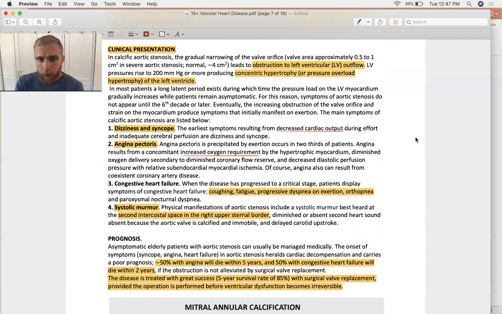And the reason for both of those is, again, a decreased cardiac output, meaning that it's a decreased oxygen supply to end organs, including the heart. That's why you get the chest pain that presents kind of like a coronary syndrome.